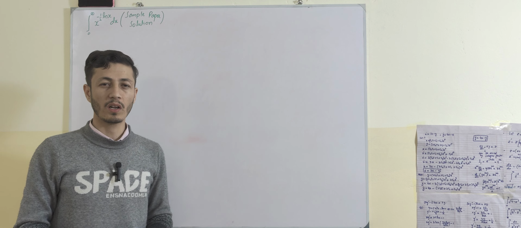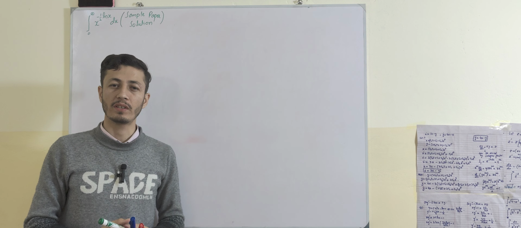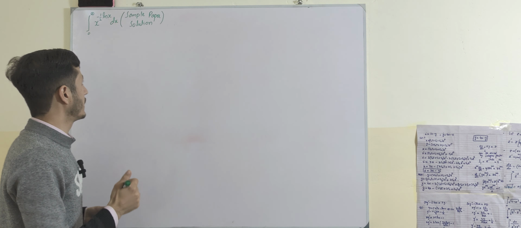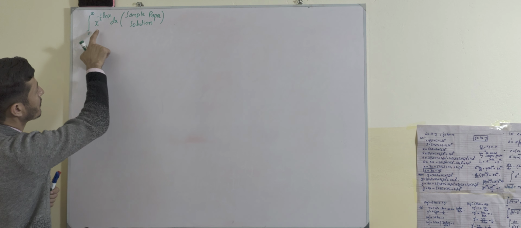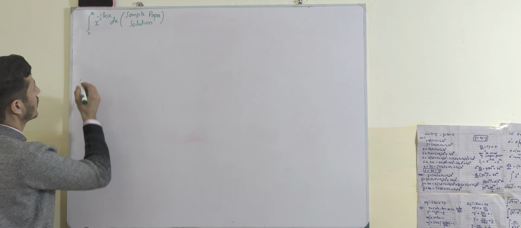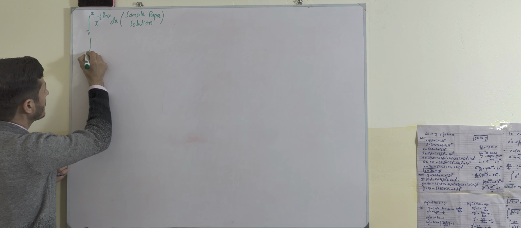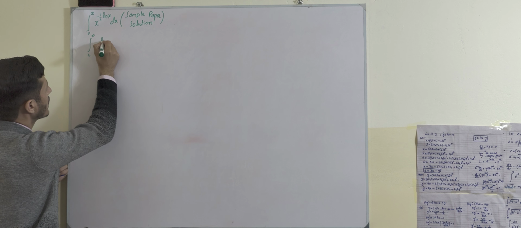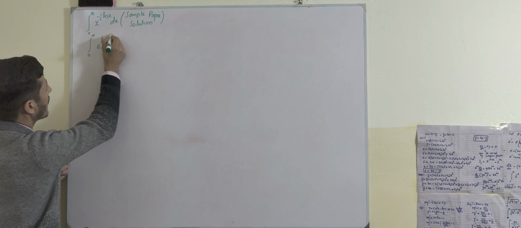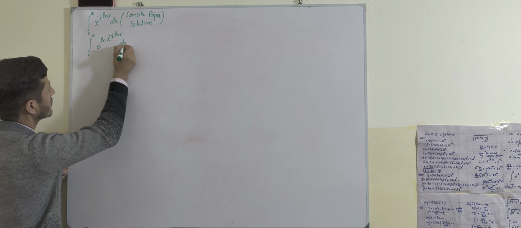Today I am here to solve the integration in the sample paper of the Scaltech admission test. The integration from the lower limit 0 to upper limit infinity of x power minus 1 by 2 natural log of x. Okay, I can write it in the form of 0 to infinity e power natural log of x power minus 1 by 2 natural log of x del x.